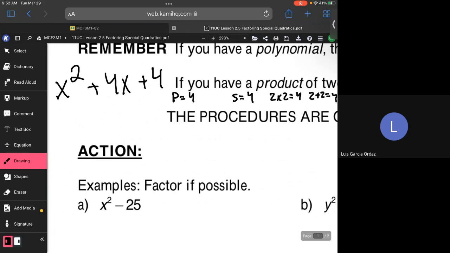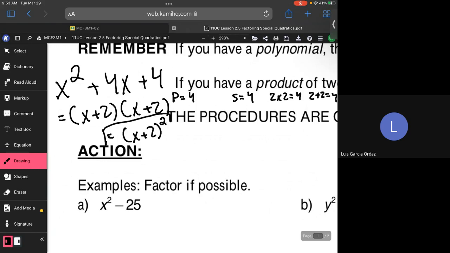Perfect. So what are my two brackets going to be? Yeah. So what do you notice about both of these brackets? They're the same, right? So whenever I have two of the same brackets, I can also write it as x plus 2 to the power of what? 2. So that is a perfect square trinomial: when both your sum and your product use the same factors. Both numbers have to be the same. So 2 times 2, 3 times 3, 4 times 4, and so on.